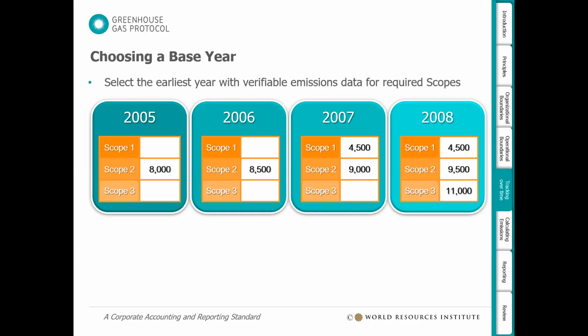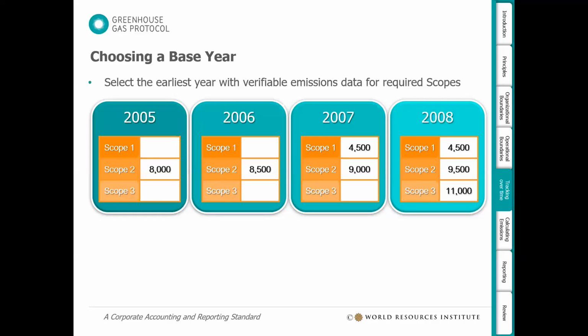In addition to requiring that companies set base years, the corporate standard also requires companies to explain why that particular year was chosen. And a fundamental consideration in selecting a base year is that it has to be representative of a company's emissions profile. Otherwise, if the chosen base year were not representative, then it wouldn't allow for meaningful comparisons of performance over time and would effectively be useless.